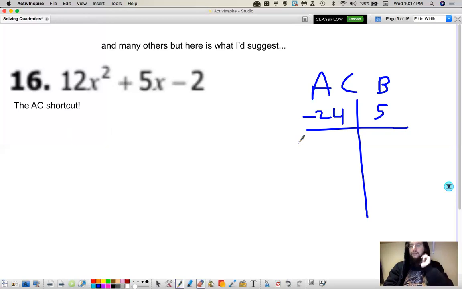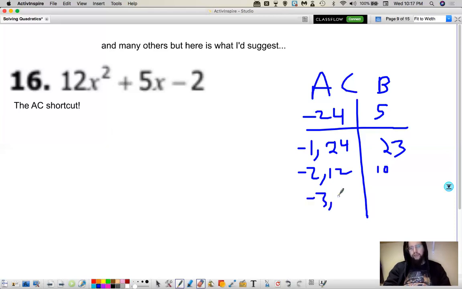And then I'm just going to write down my factors. It's a negative, so one's got to be positive, one's got to be negative. This is positive, the little guy's got to be negative. So I'm just going to go in order. I know 1 times 24. If I combine those, does that give me 5? No, it gives me 23. And negative 2 and 12. That gives me a 10. That ain't it. Negative 3 and 8. Oh, bing, bing, bing. That's a 5 winner. Yay.